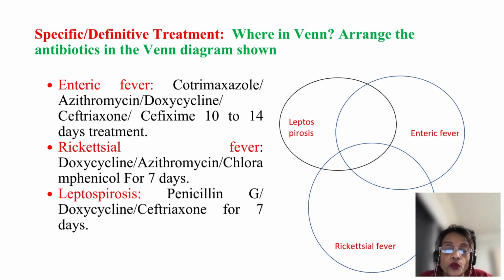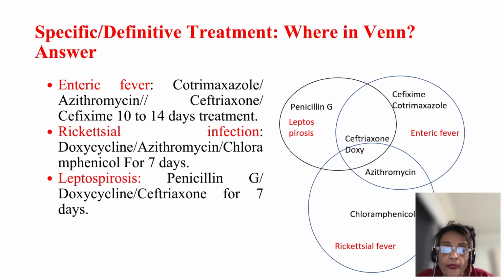Now what you need to do is, I have given the Venn diagram here and place the antibiotic appropriately in these loops. Now let us see how we are going to place. So cefixime and cotrimoxazole are used exclusively in enteric fever. So it will come into this loop and it will not go into the place where there is overlapping space.